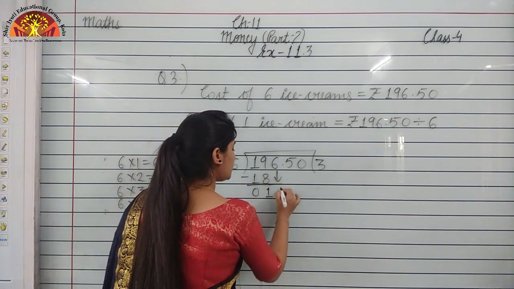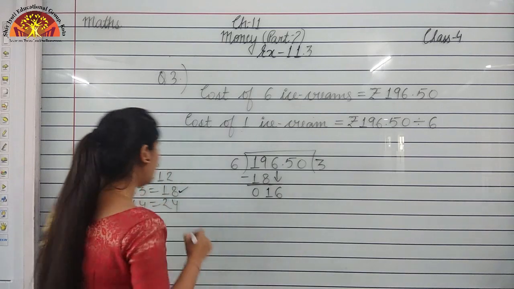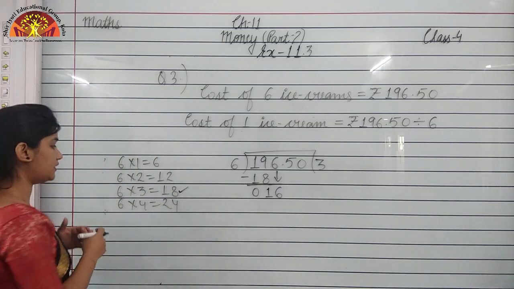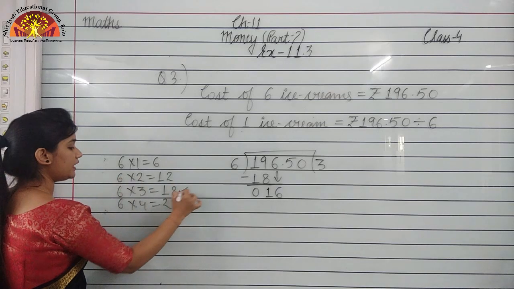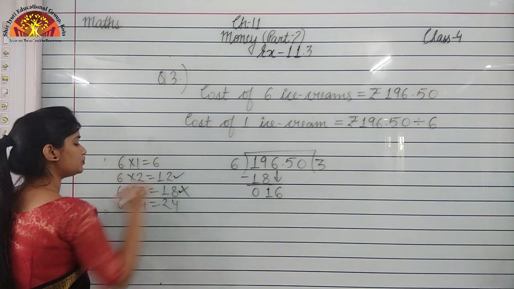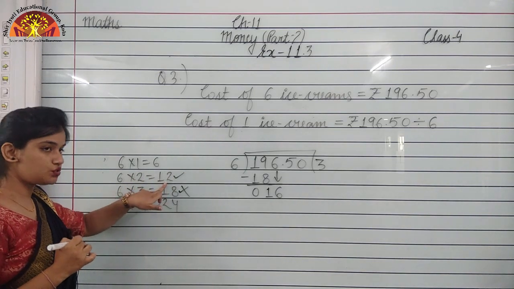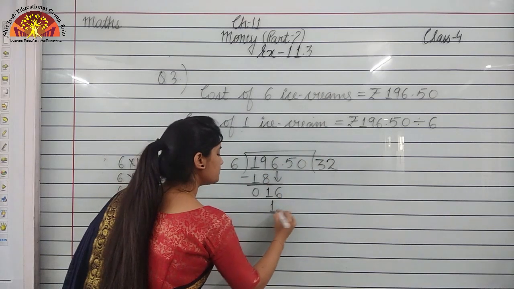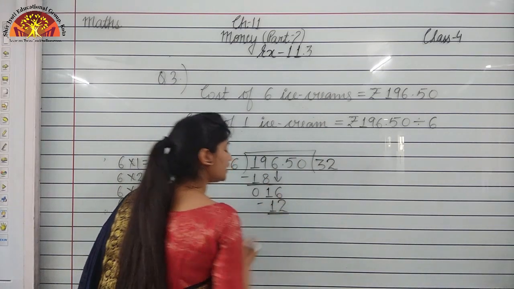Now the 6 will come here, it will be 16. Again we have to observe a number which is less than 16. So here 18 is greater than 16. So we have to take 2 times 12. And 2 times we are taking. So 2 we will write here. And 12 we will write here.